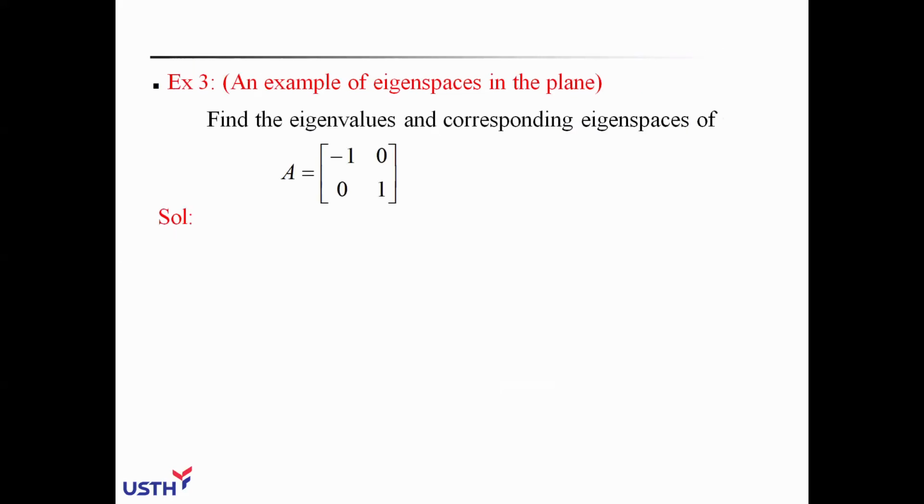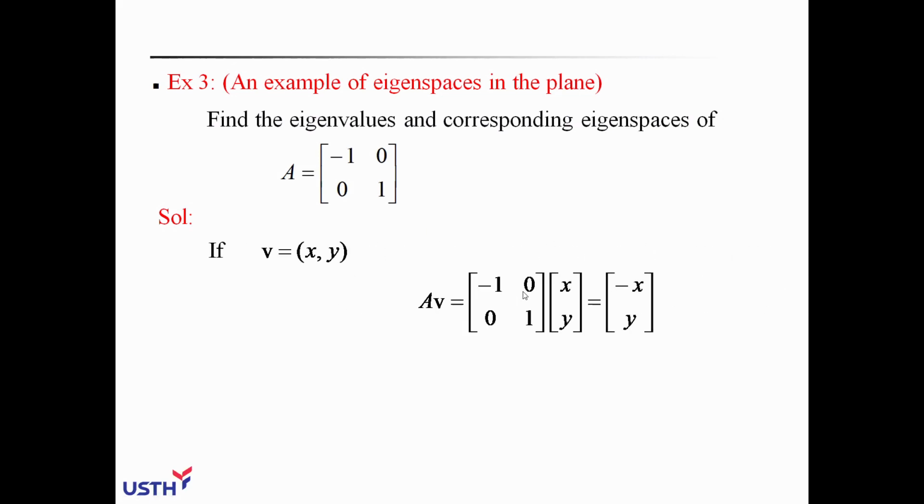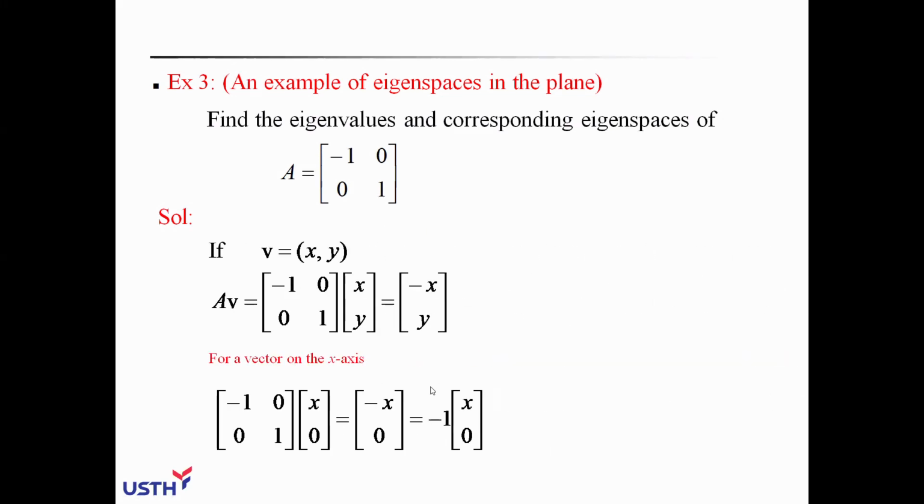And here are some examples. The eigenvalue of A will be that. Here you see, it's very easy. We are given A to be that one, and suppose that V equals (x, y), some vector inside R2. We need to find the eigenvalues and the corresponding eigenspaces.